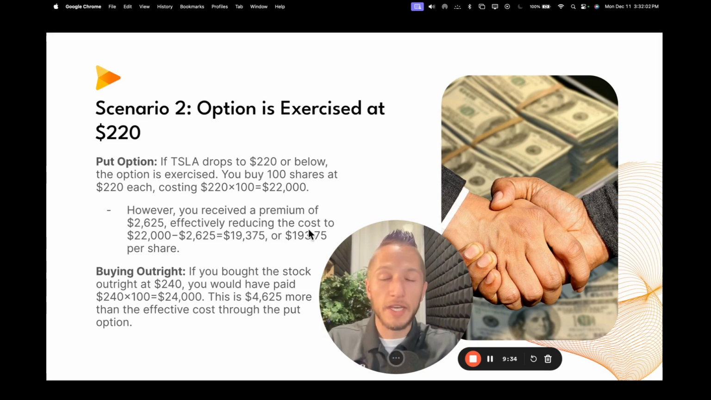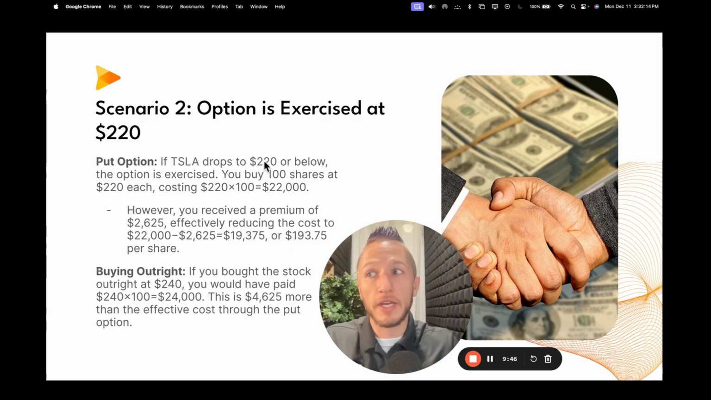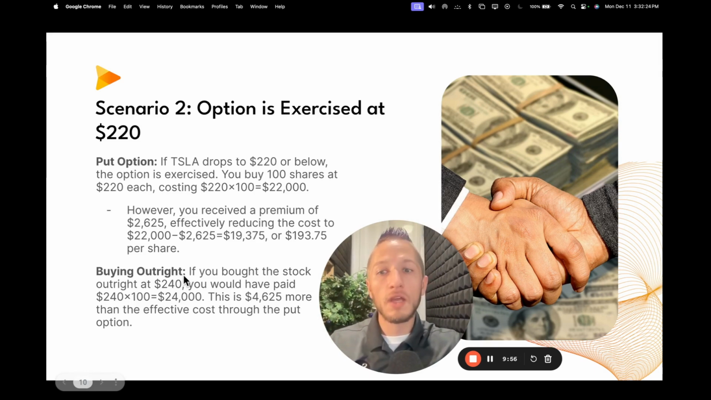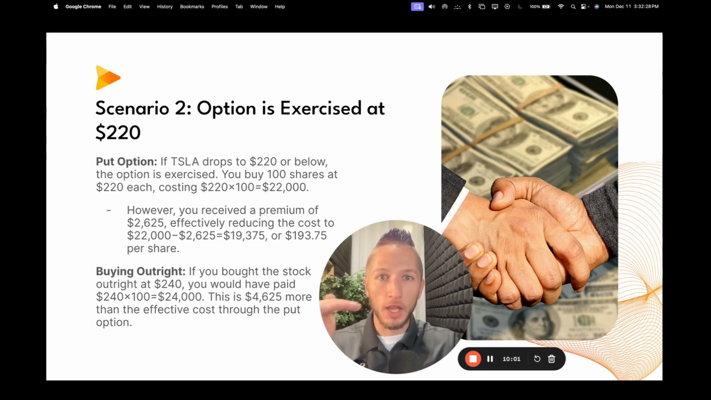So in a real world sense, you had paid only $193.75 per share for the 100 shares of Tesla stock, even though it's trading at $220 per share. Hence, you kind of bought a vehicle at a discounted premium. You could have paid $24,000 whenever you considered writing this contract in the beginning by just outright buying 100 shares of Tesla. But in this scenario, you actually netted out better because you bought in at a lower price than what you initially had wanted to day one.